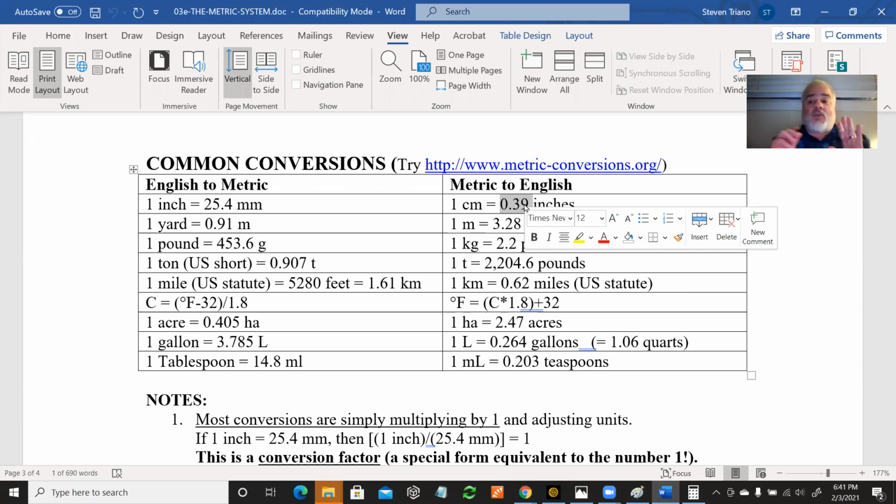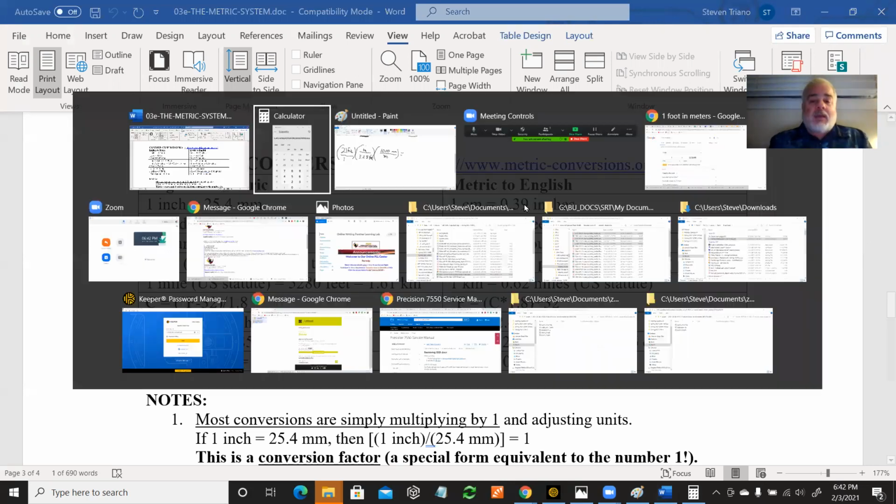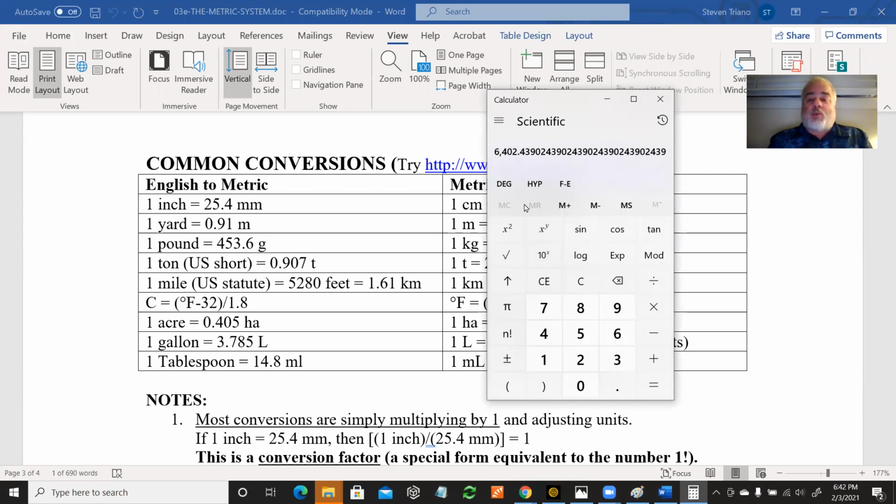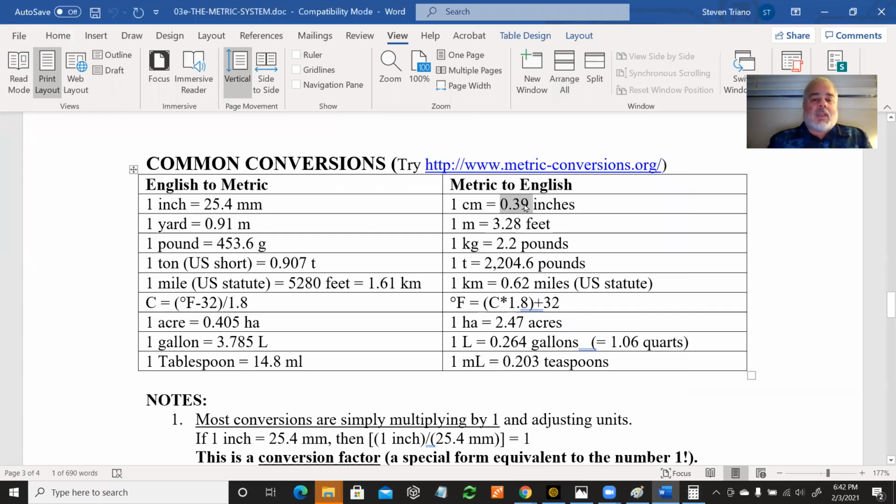Will I mark you wrong if you don't understand significant figures, you don't want to deal with them, and you just gave me 6402.44? I'm not going to mark you wrong, even though there's no way 6402.44 is accurately indicating the accuracy of my measurement. I didn't measure 21 feet to the accuracy of 1/100th of a millimeter. Okay.